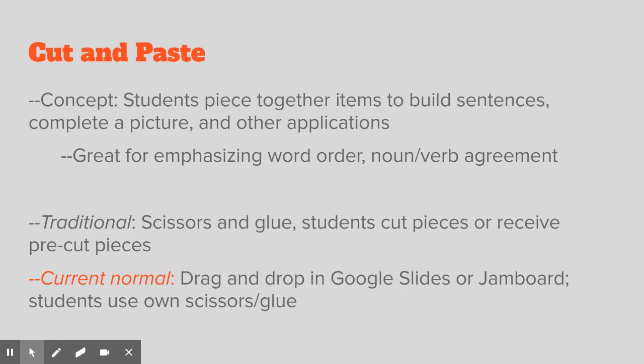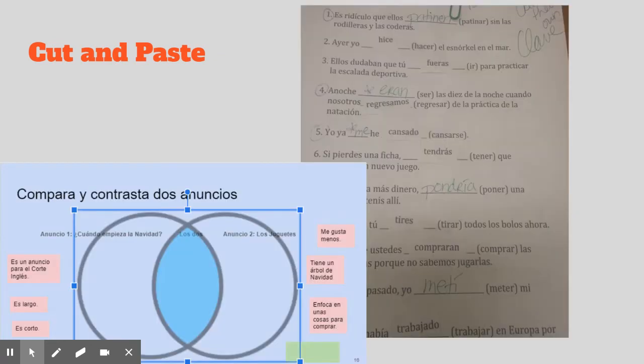As far as doing this digitally, the drag and drop feature in Google Slides or Jamboard is super great, just dragging text boxes around, moving things to different places. I've got a few examples for this as well.